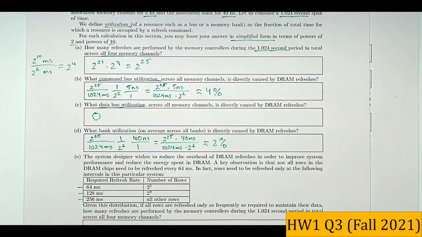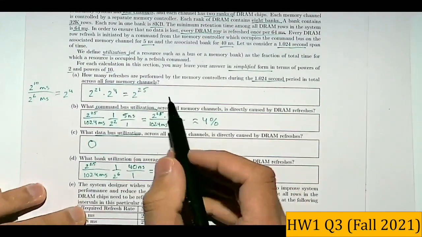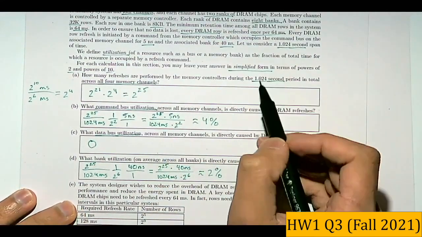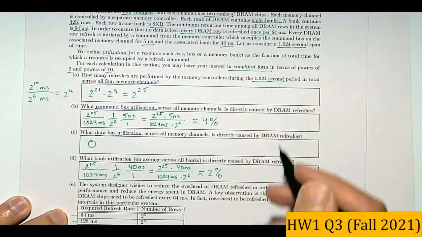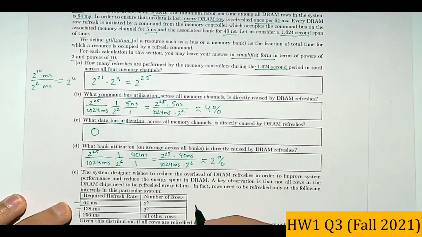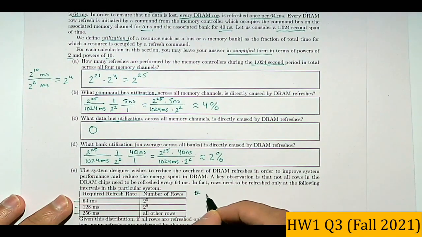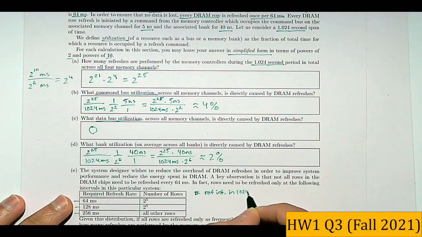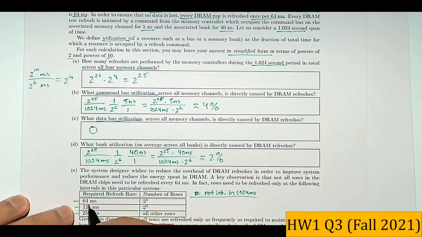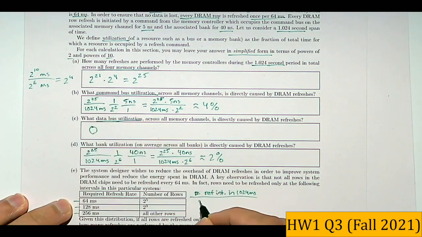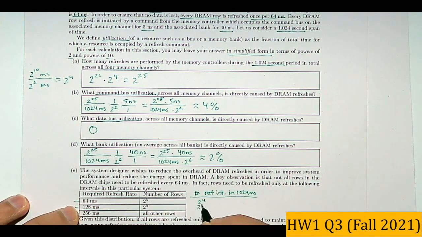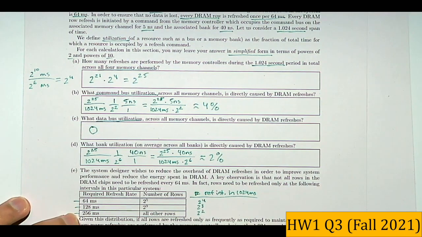We started off here by defining how many of these 64 millisecond refresh periods were in the interval we're considering, and it ended up being 2 to the 4. We can do the same thing here and, for each of these different refresh rates, compute the number of refresh intervals in a 1024 millisecond period. For 64 milliseconds, it's the same: there's 2 to the 4 of them. For 128, it's 2 to the 3, and for 256, it's 2 to the 2. And then the number of rows that are refreshed in each period: we have 2 to the 5, 2 to the 9, and then all other rows.